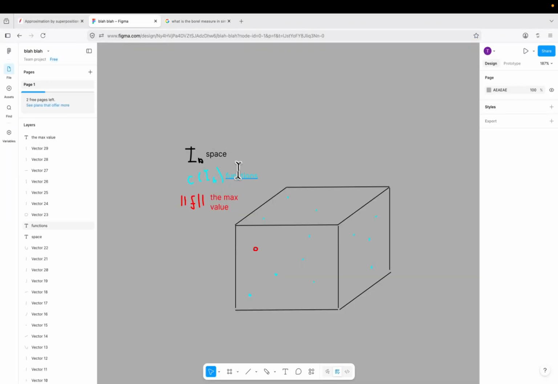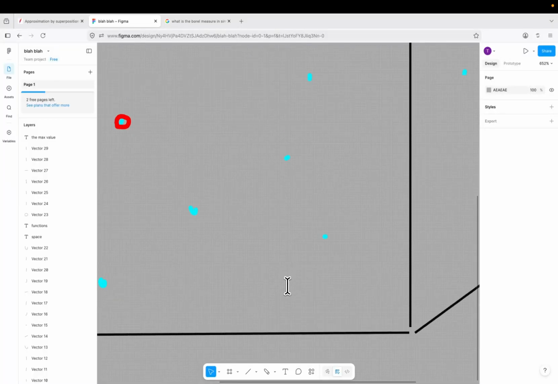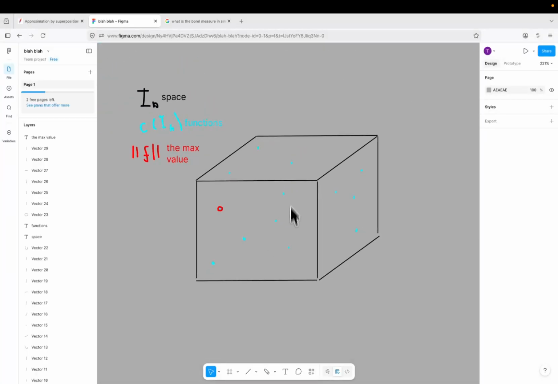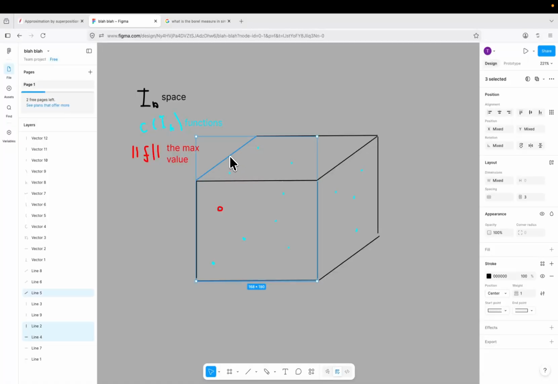So what we can do is create a space that contains, I'm going to do it like that. I think it's going to look better. Yeah, like that.